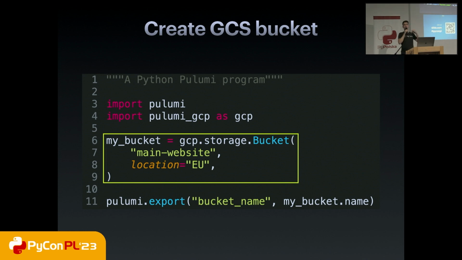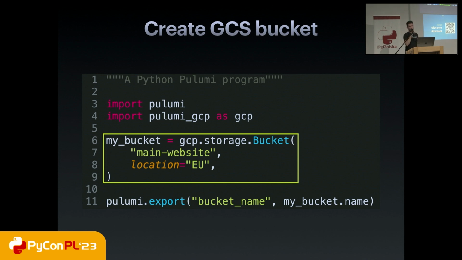In order to declare, once again, because you're using the declarative approach, that we want to have a resource, we just have to create an instance of an object. So the fact that we create something like a bucket object from the GCP storage module is actually a declaration that we want to have it.